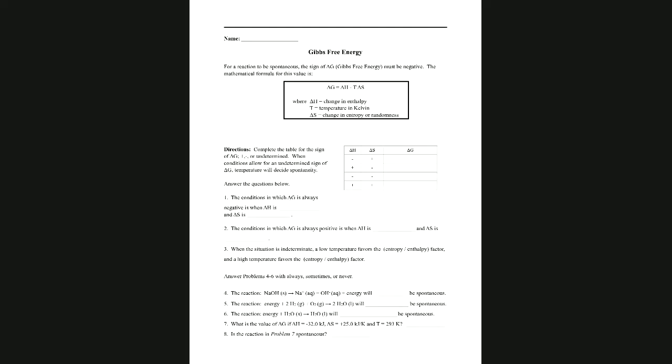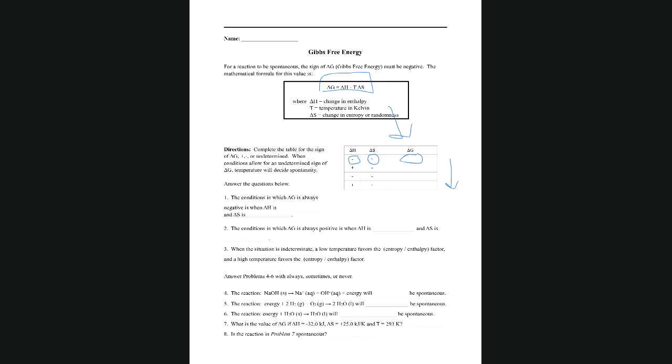And it looks like this. So you've got the Gibbs free energy equation. And then there's a table here that you need to fill in, saying that if the enthalpy is negative and the entropy is positive, what will be the sign of the Gibbs free energy? And you do that for all 4 of these.